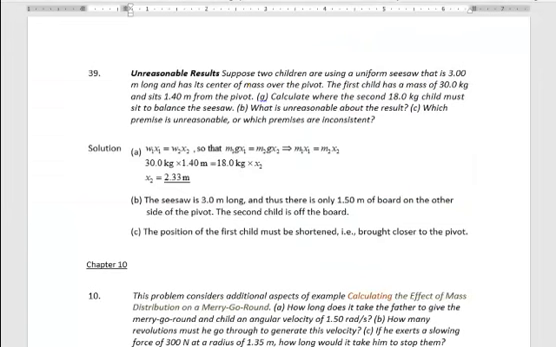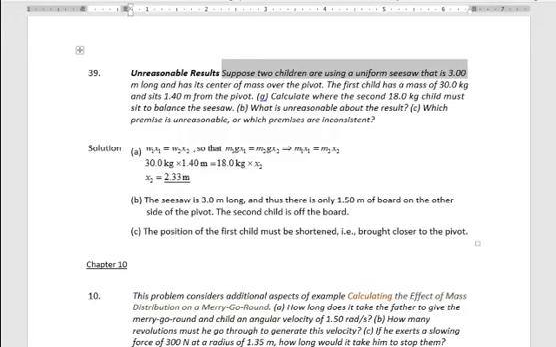All right, so here's another seesaw problem, and this one says unreasonable result. A uniform seesaw, 3 meters long, which means negative 1.5 to the left, plus 1.5 to the right. The first child has a mass of 30 kilograms and sits 1.40 meters from the pivot. They should tell us to the left or right. Let's assume it's to the left.